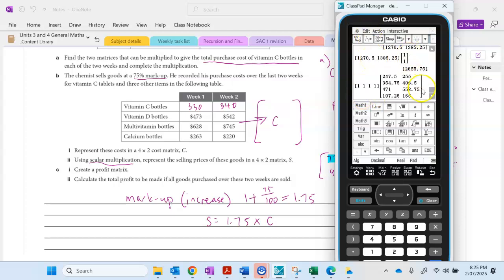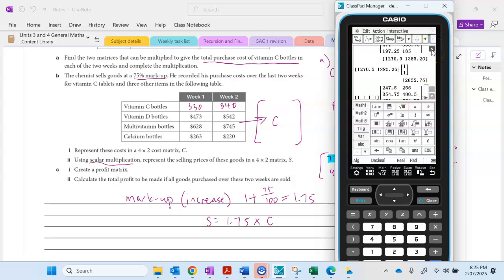All right, and then we can multiply it by this column matrix. So you can do it all in one go, but I just wanted you to see that you've got your 2 separate weeks, and then we're adding the 2 weeks together. So in total, it's $2,655.75. Now, if you're just writing that answer, you're not actually having an understanding of matrices, and in your SAC, you do need to know how to get this final answer through matrices.